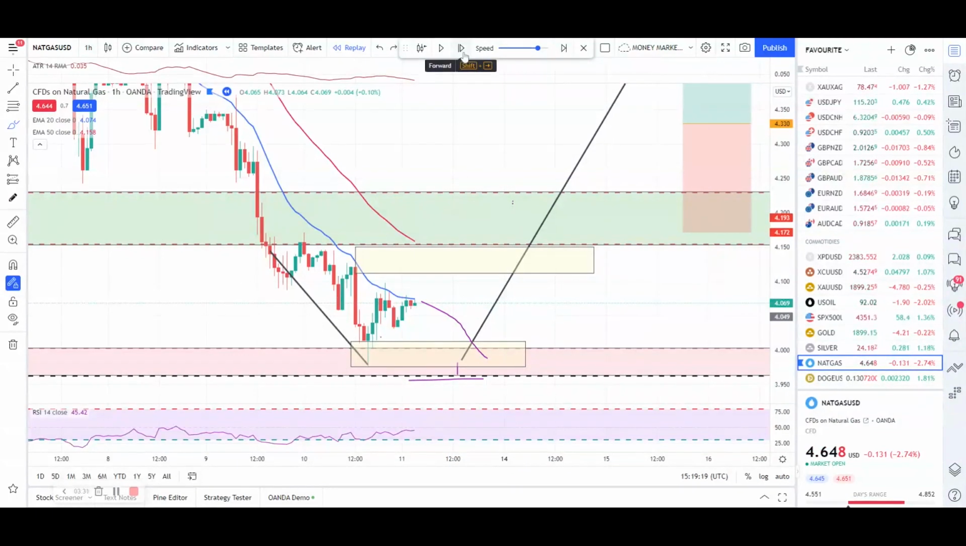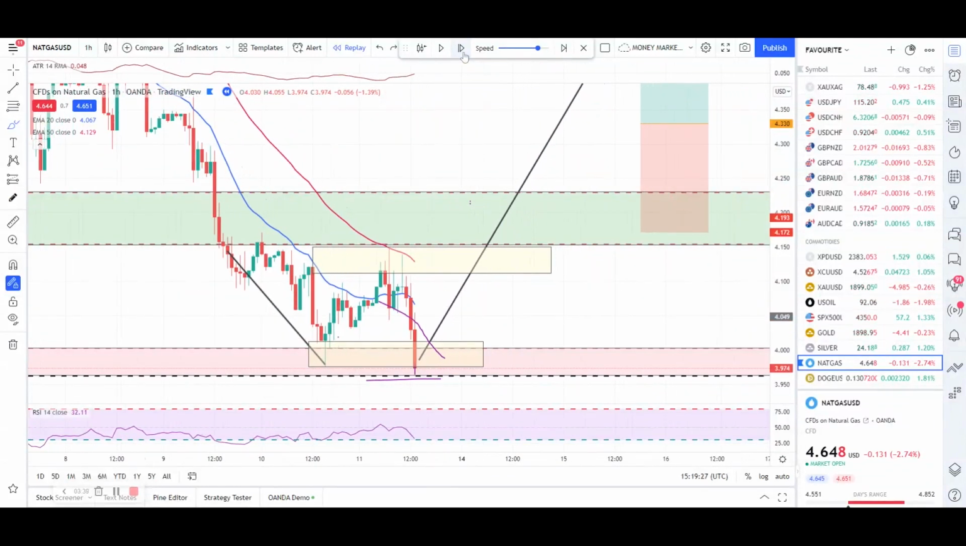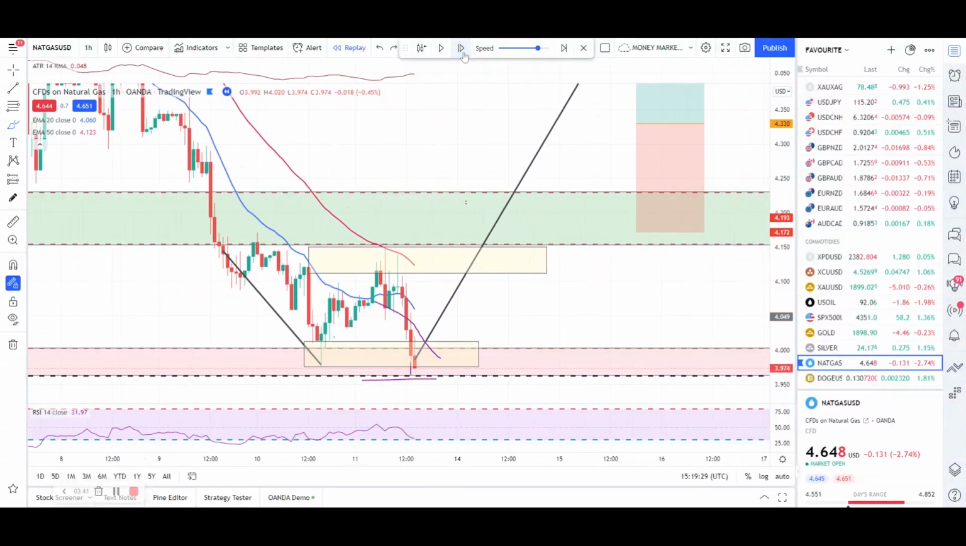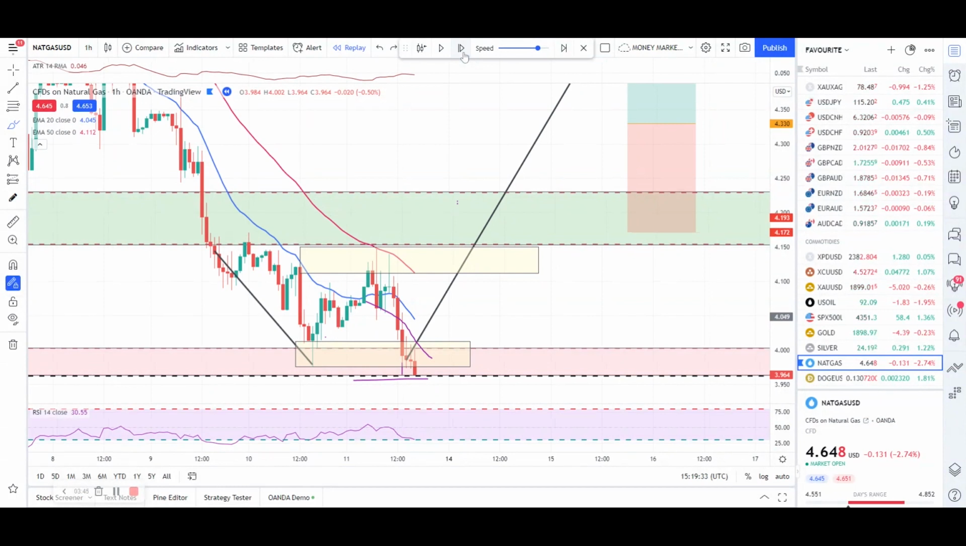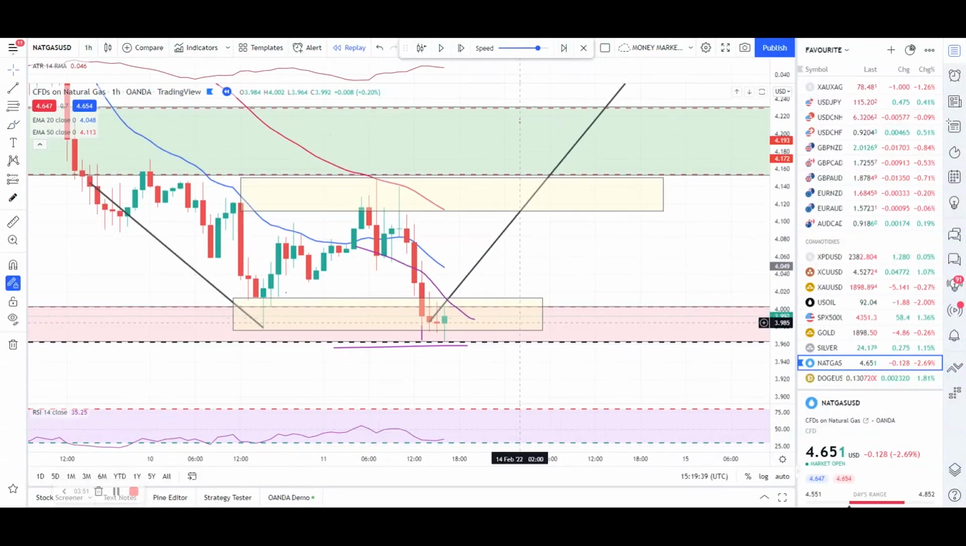And yes, once we have a rejection, I look for a bullish pressure or a green candle. So let's see how it pans out. Not yet, not yet. Right here, we get a nice 382 candle. This green candle, we got a bullish pressure right here.